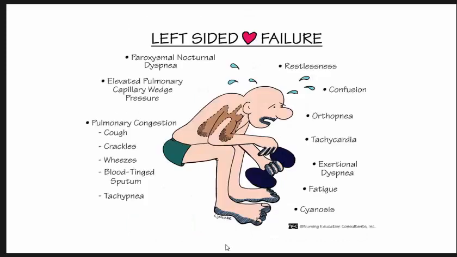If the left side is not working well, we're not pumping oxygenated blood out through the aorta into systemic circulation. So if that blood is not being pumped out of the left side, it's going to back up into our pulmonary tree, and we're going to get pulmonary congestion. Fluid in our lungs is going to cause cough, blood-tinged sputum. We can hear wet lung sounds. Those are things like wheezes, crackles.